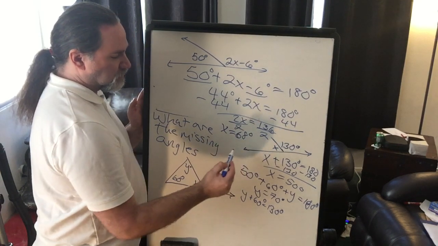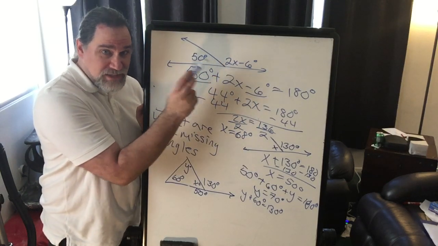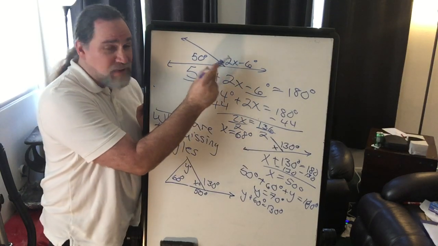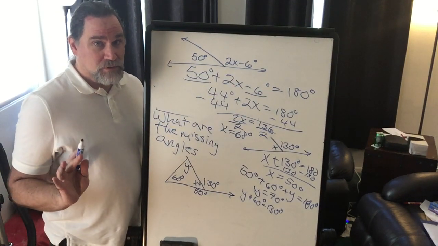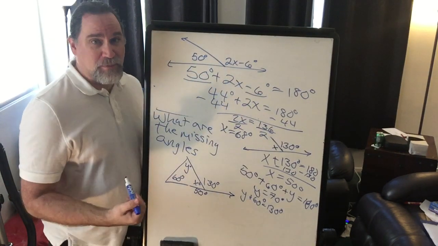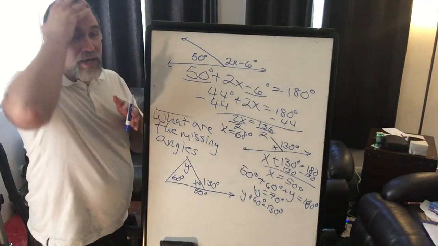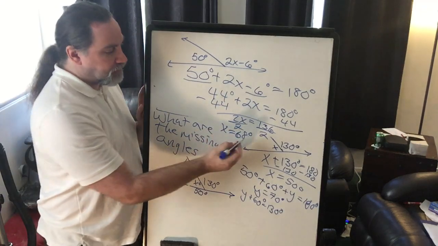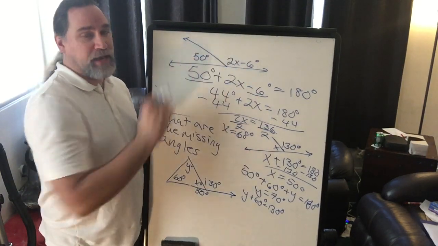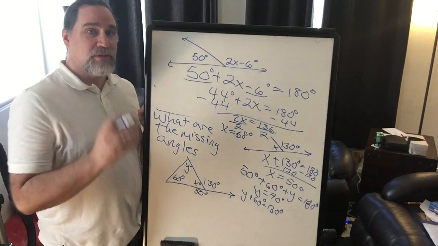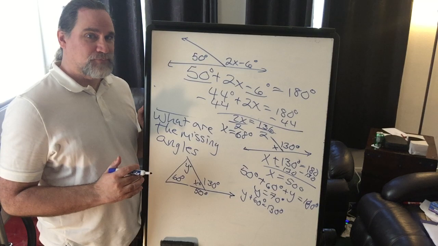68. Now remember, that's not the measure of the angle. That's the value of x. The measure of the angle is 130 degrees. We knew that because we saw it from the previous problem. These have to add up to 180. Okay, but this is the value that will make the angle be 130 degrees. x is 68. That will give us the right measurement.